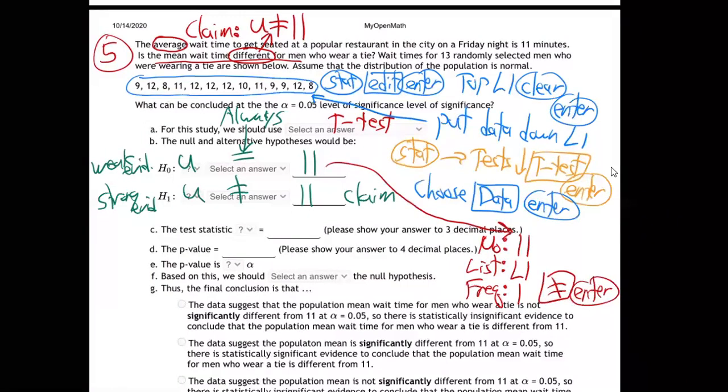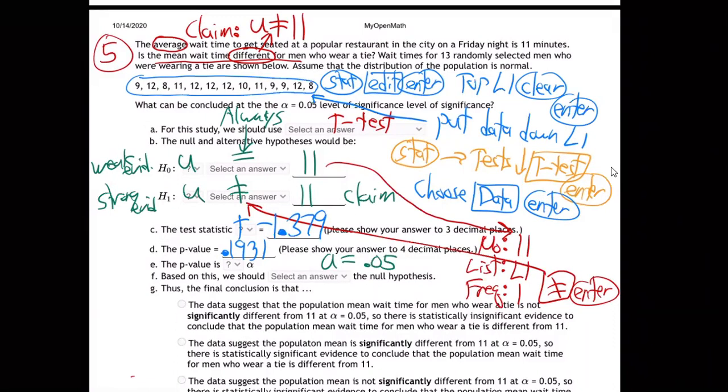Because that comes from H1. All right, and then you get your numbers. I'm getting my t first off. T is negative 1.379. I had to round it. And my p-value is 0.1931. The alpha level they wanted me to test at, alpha is 0.05.